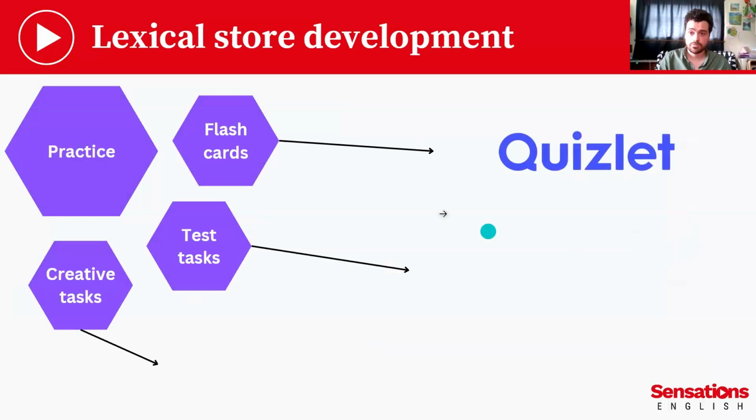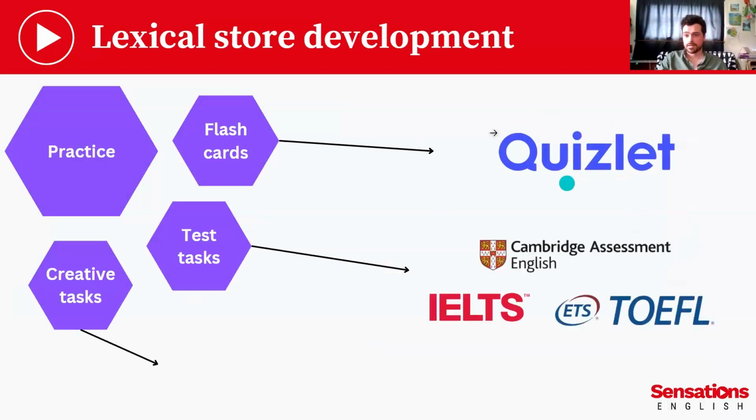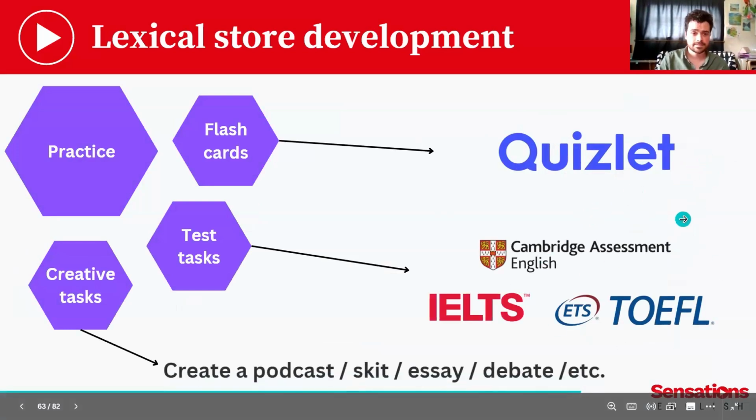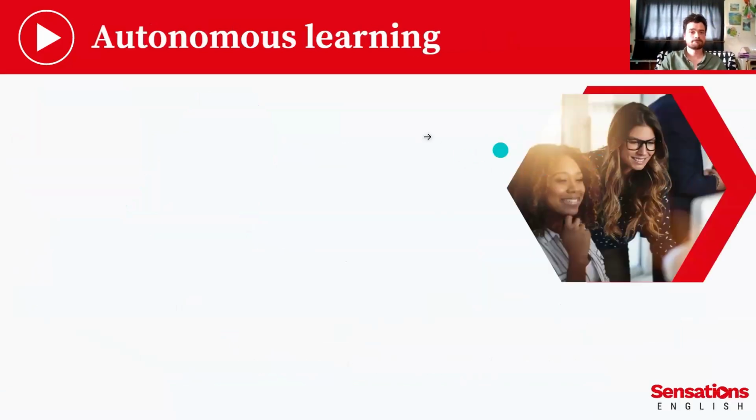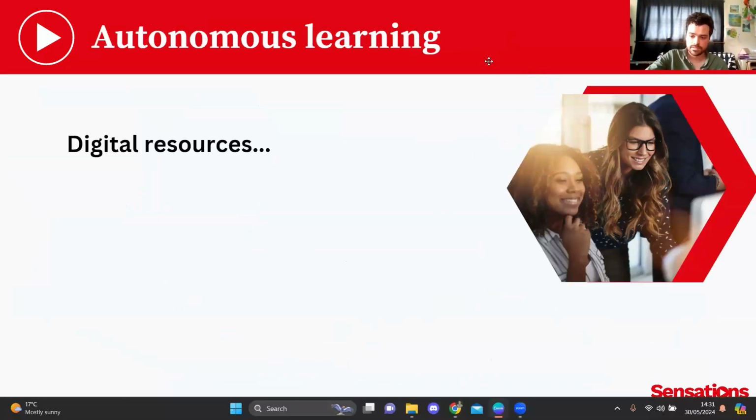And then you can work on your lexical storage with things like Quizlet. That's like digital flashcards. You could take practice tests. And you could, of course, do more creative tasks like we talked about. Autonomous learning. I spoke about autonomous learning in the last webinar we did, but autonomous learning is basically when learners are in charge of their learning journey.